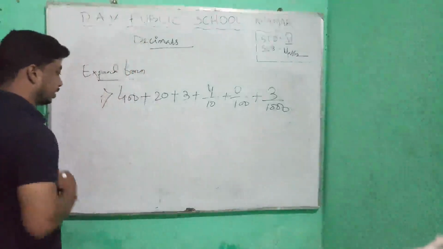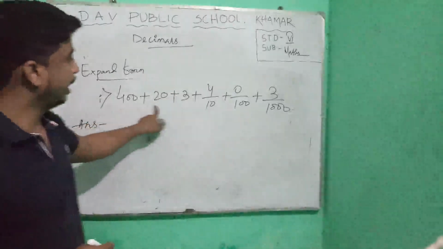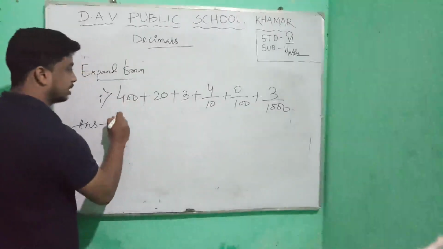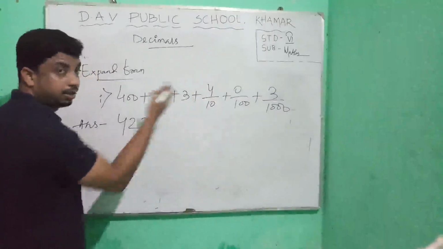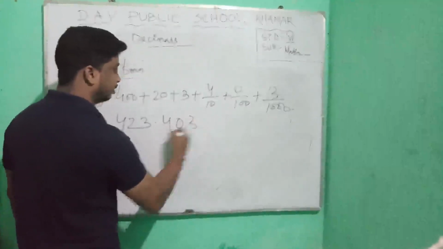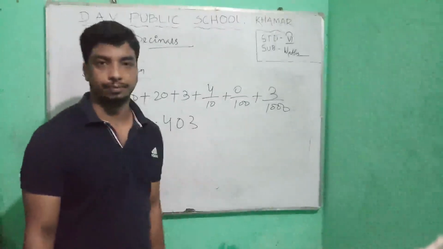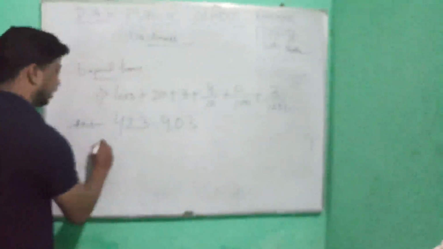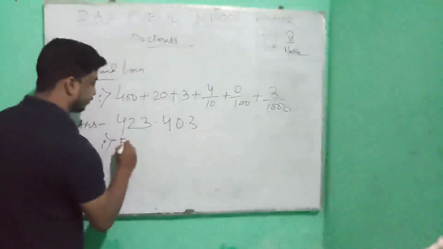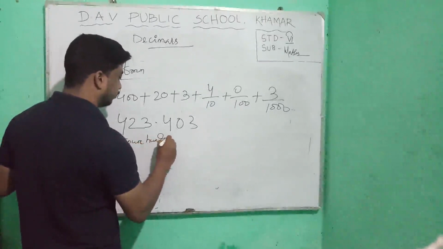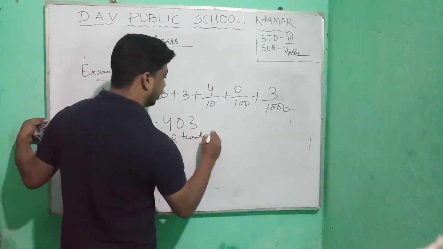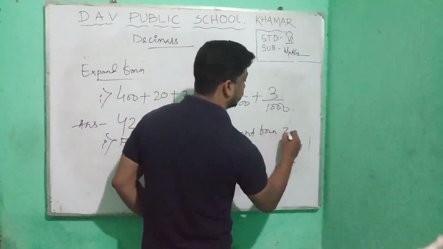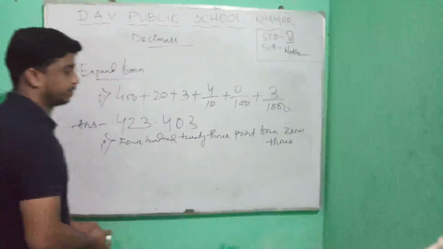Okay, so अगर इसका आंसर हम करेंगे तो कैसे करेंगे? So ये exponent form में है, we have to write in the numerals form. So the numerals form will be ये क्या होगा? 400, that is 4, 2, 3, then 0.403, 423.403. Okay, so ये is the normal form. Number decimal form and here is the exponent form. Then both names. So we can write 423.403.